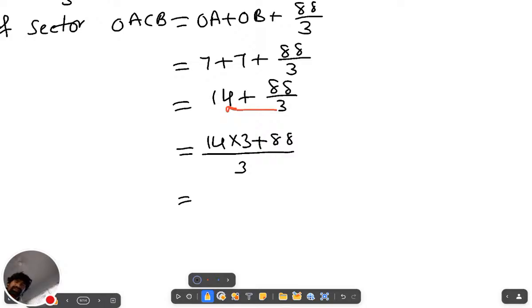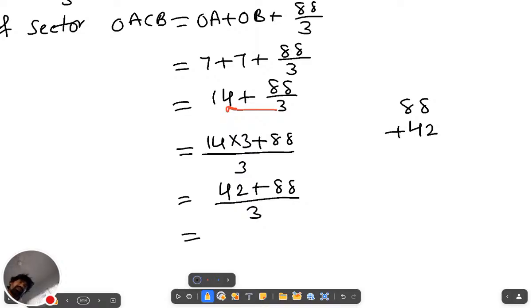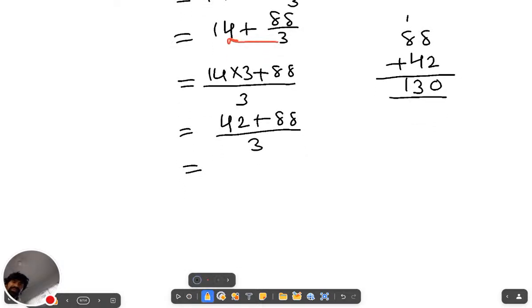14 3s are 42. 42 plus 88 by 3. 42 plus 88, how much? 88 plus 42 is 130. Now this will be equal to 130 by 3 centimeters. So this is the length of the perimeter of the major sector.